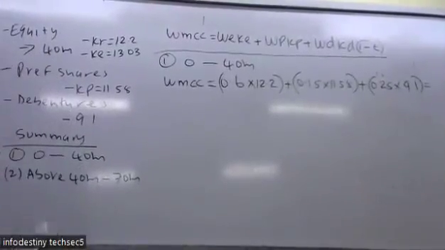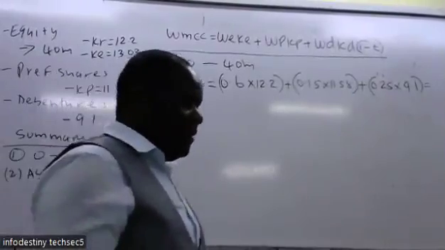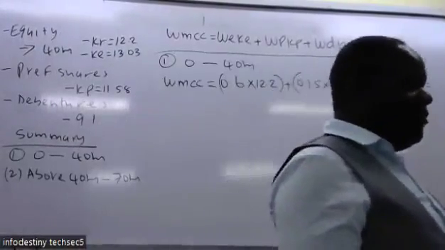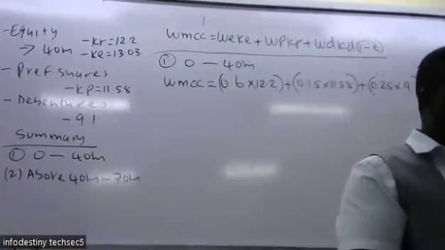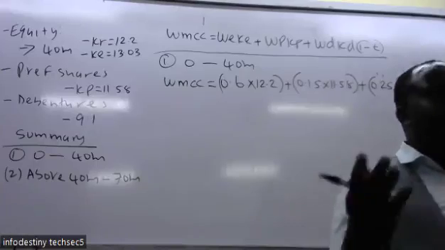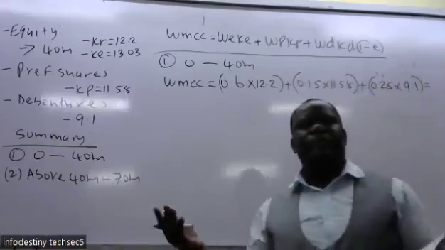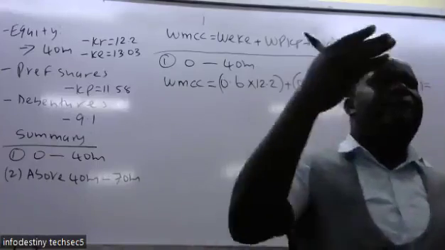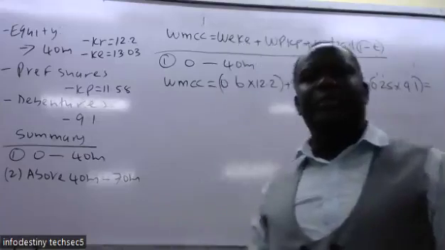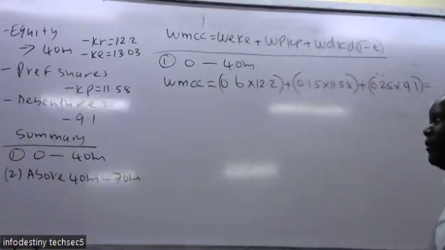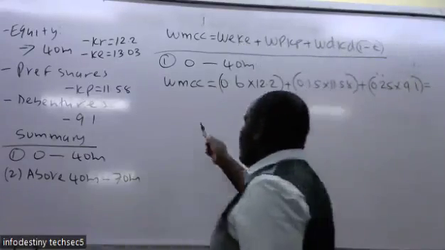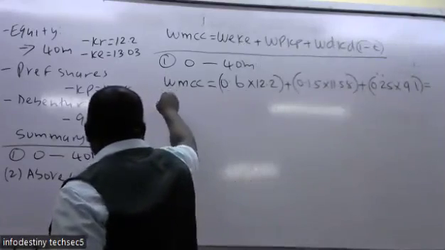Within that range of 0 to 40 million, because they were asking you the weighted marginal cost in each of the intervals between the breakpoints. There was only one breakpoint, from 0 to 40, then above 40. Those are the only 2 intervals that we have. So after that, we go to the second one.